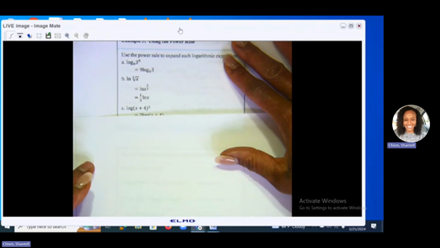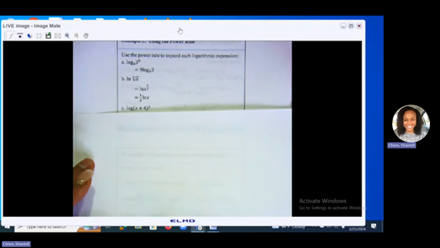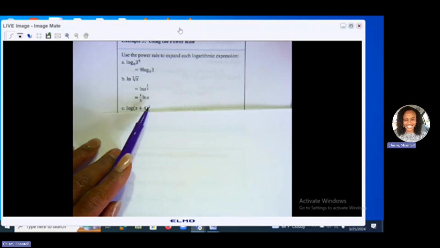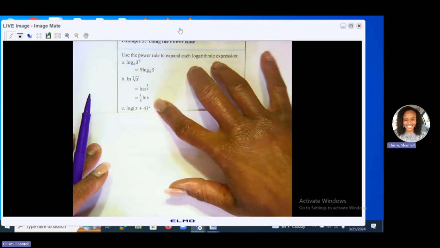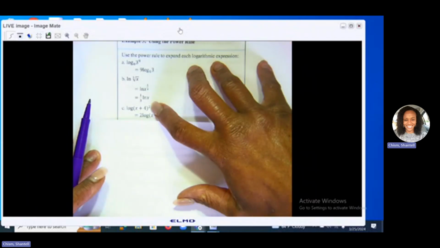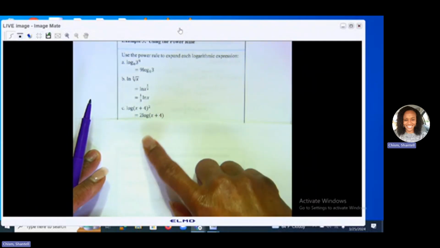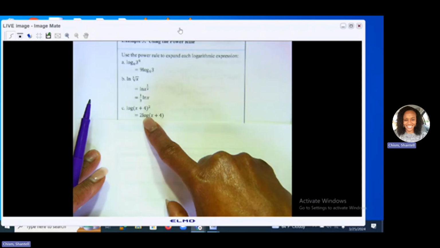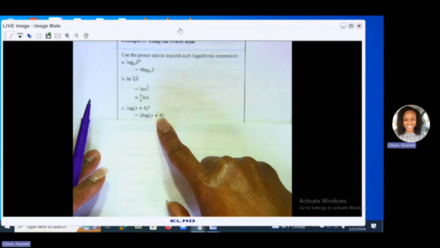Third one here, this time you've got the log of x plus 4 squared. So this whole expression is squared, okay? Now, I'm going to start by taking down the exponent. Instead of it having a 2 in the power, I bring it down as a 2 in front to show it 2 times log of x plus 4.